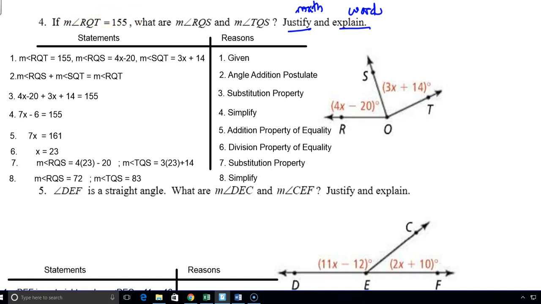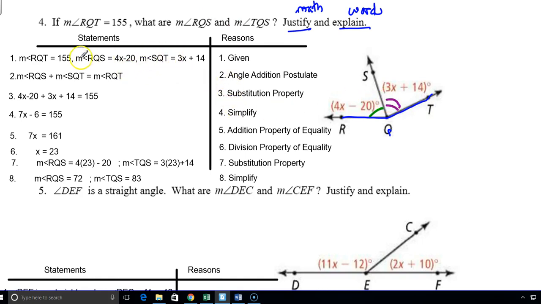So if the measure of RQT, now it's important, one little detail, this looks like an O, but this is meant to be a Q. Okay, so there's our Q. So RQT, that's the large angle here. And then we're trying to find RQS, which is this smaller angle down here. RQS would be this angle, and TQS, which would be this angle.